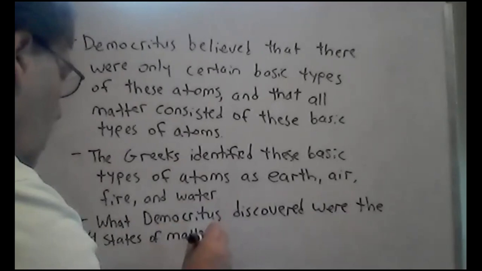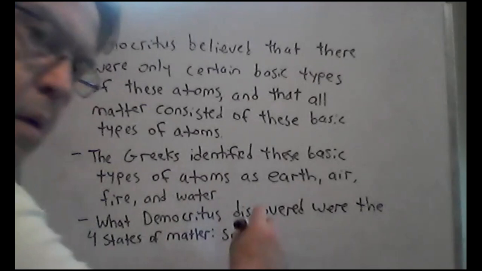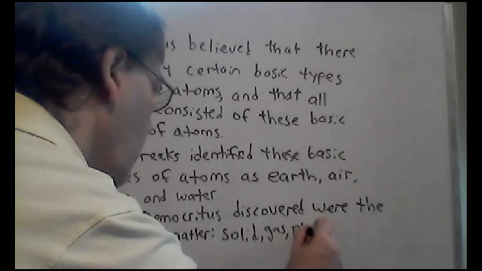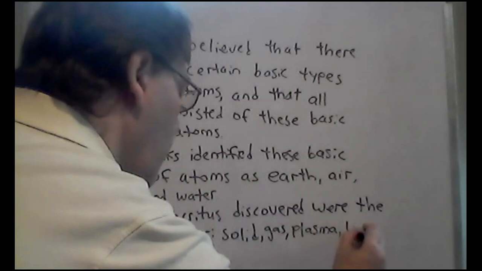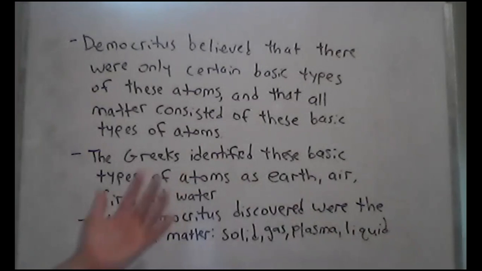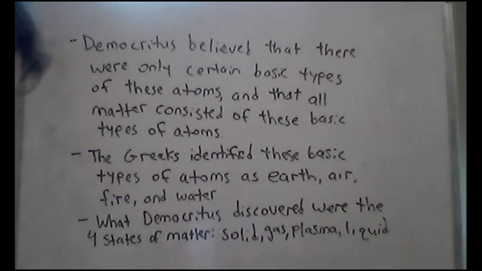So earth would be solid. Air would be gas. And then fire, that would be plasma. And water would be liquid. So in a way, what they said was quite ingenious. We had four, but these are not atoms, these are states of matter. But you're talking 7,000 years ago. This is actually quite incredible.